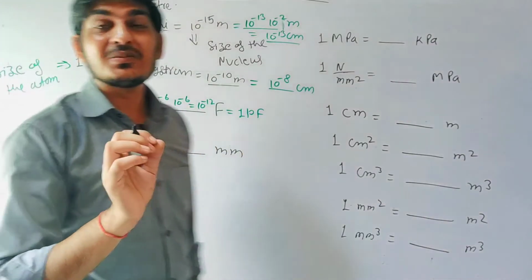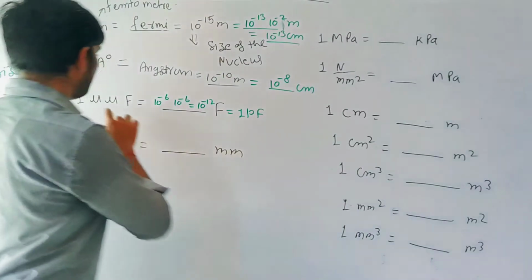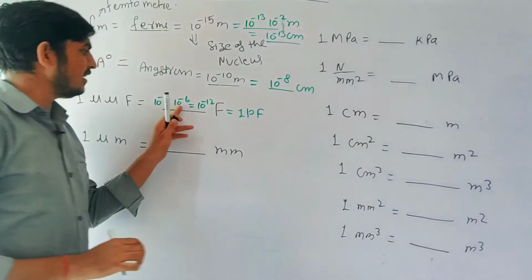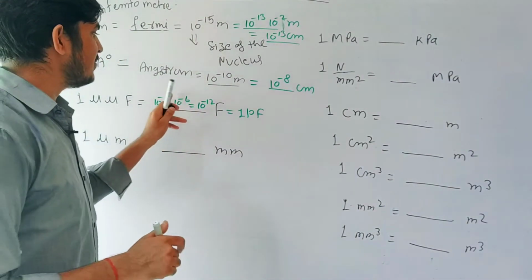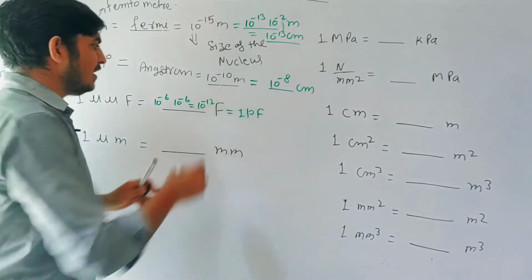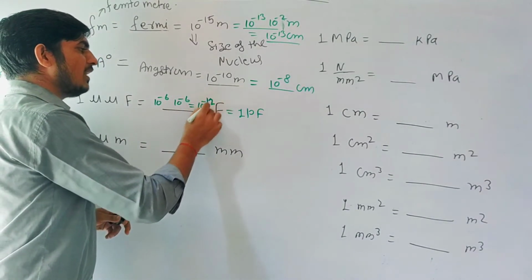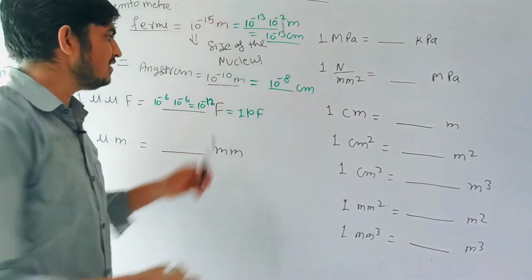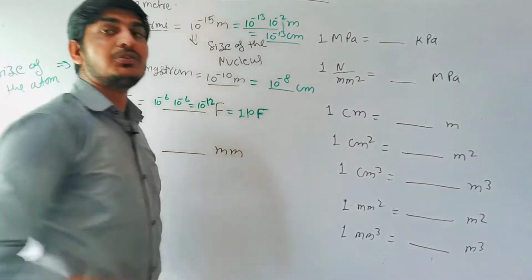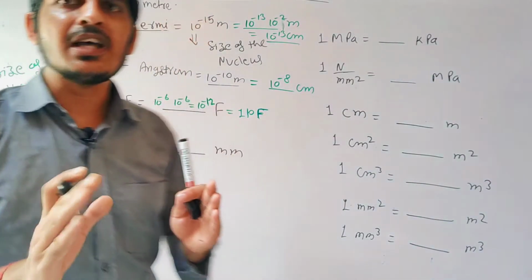10 to power minus 6 means micro mu. This is the mu. And 10 बेस सेम है, पावर ऐड हो जाएगा. माइनस 6 माइनस 12 और माइनस 12 भैया क्या होता है? पिको फैराड. फैराड इज द यूनिट ऑफ इलेक्ट्रिकल कैपेसिटेंस. शाबाश.